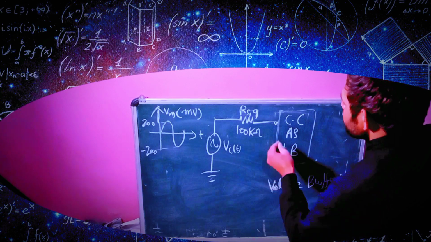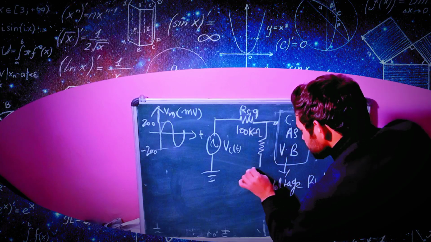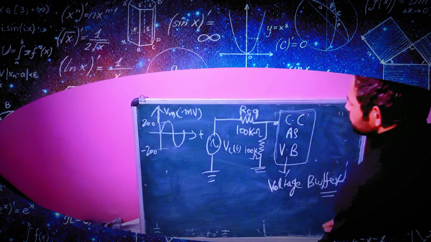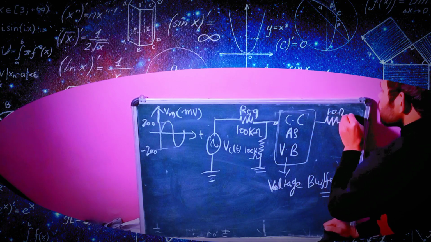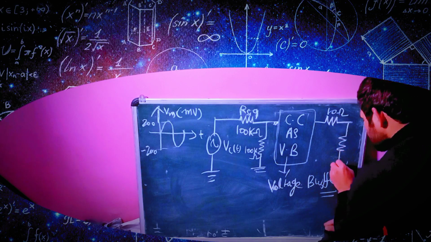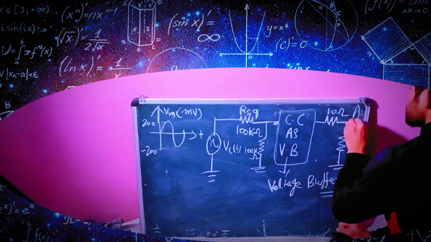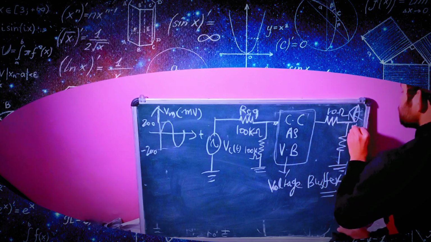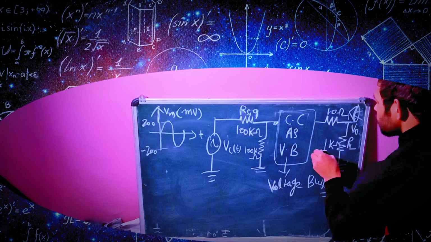Now if you see, the input resistance of the voltage buffer is in the order of 100 kilo ohm, and the output resistance is in the order of 10 ohm. And this is my load, the loudspeaker, at the output. The load is 1 kilo ohm.